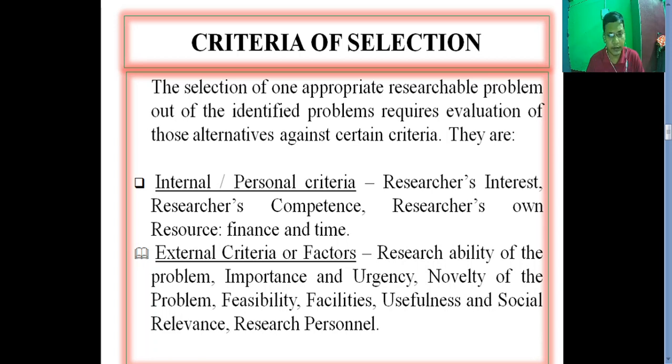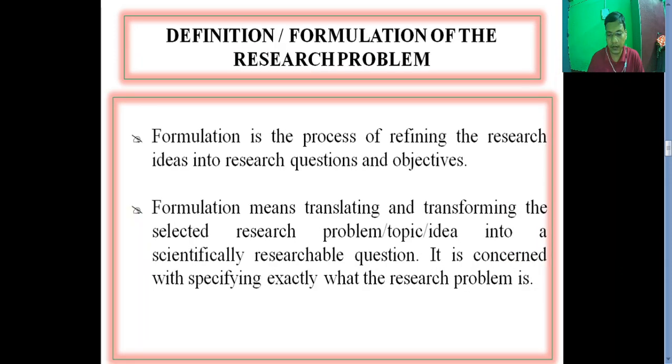External criteria are factors: researchability of the problem, importance and urgency, novelty of the problem. Novelty means newness, is it? Feasibility, facilities, usefulness, and the social relevance. And the research personnel are the external criteria or the external factors.